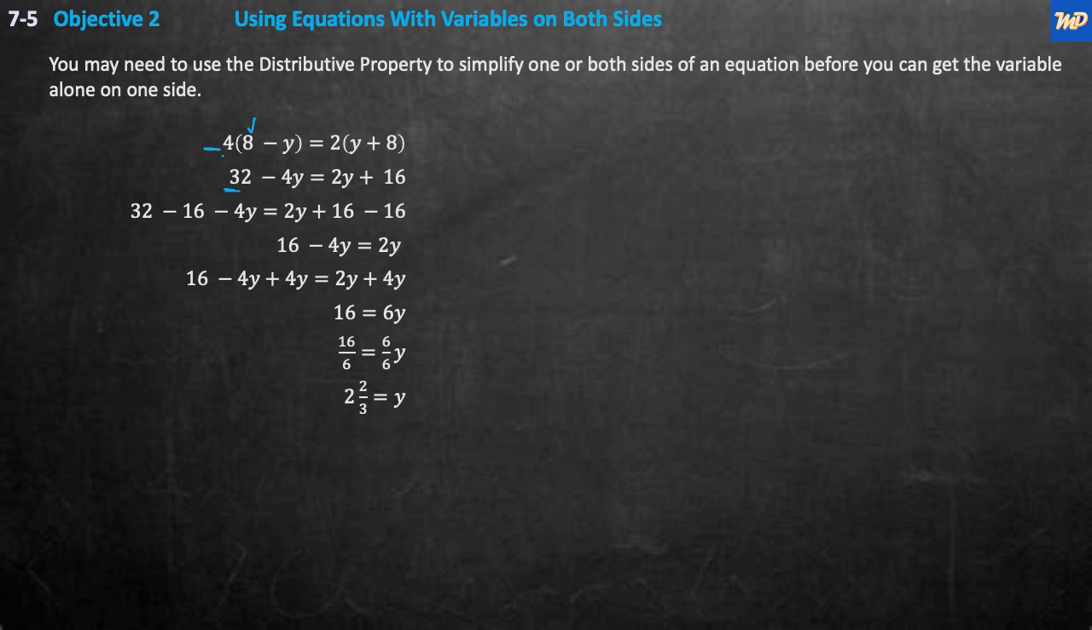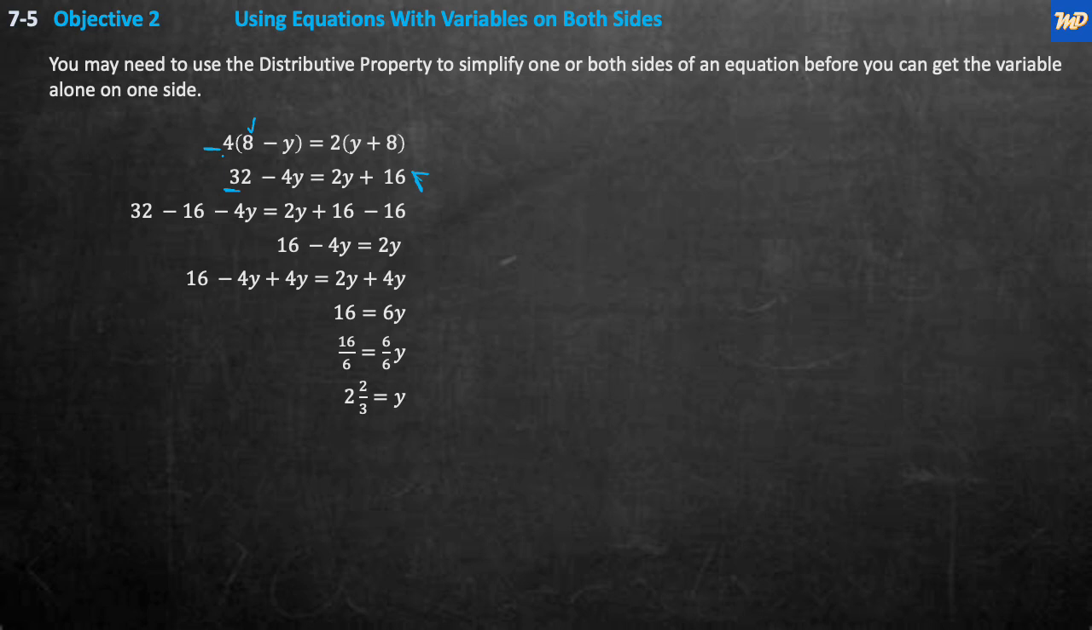On the other side, we have 2 times y, 2y, and 2 times 8, which is 16. So now we've removed the parentheses and gotten rid of anything to do with the distributive property in this one step. Okay? So now this is just like every other problem we've had. We're going to remove the 16 from this side of the equation and bring it over to the other side, to the left hand. Or is that what we're doing?